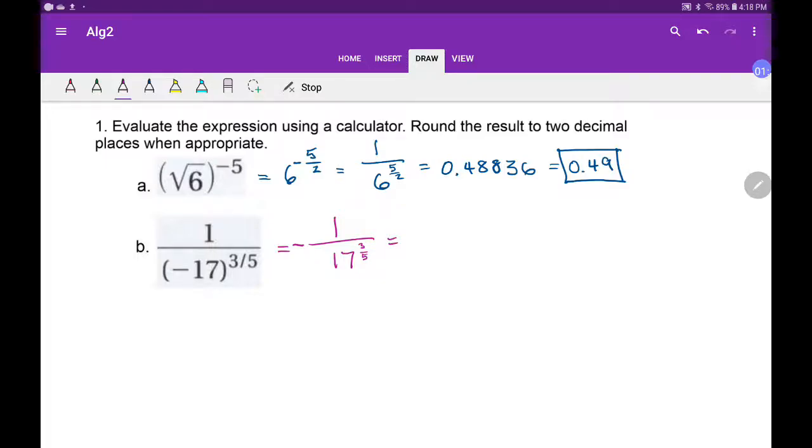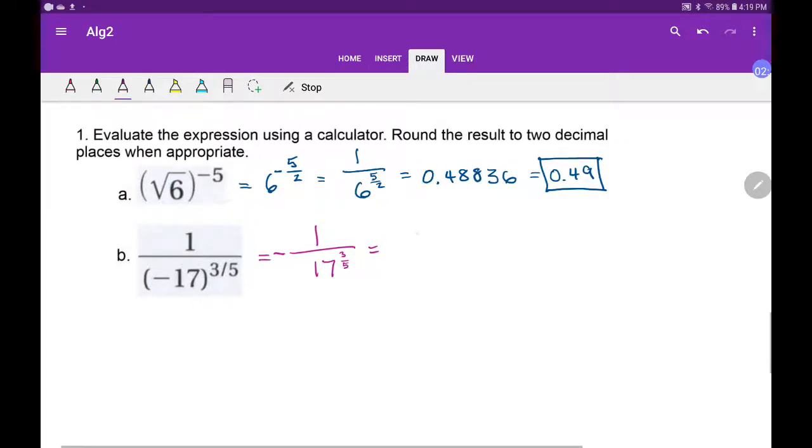So I type in 17 to my calculator, and then I say 3 divided by 5, that's 0.6, and I raise 17 to that power. Okay, I guess I'll write it down here. 1 over 5.47, I round to 4. But I want it on top, so I'm going to hit the 1 over x button.